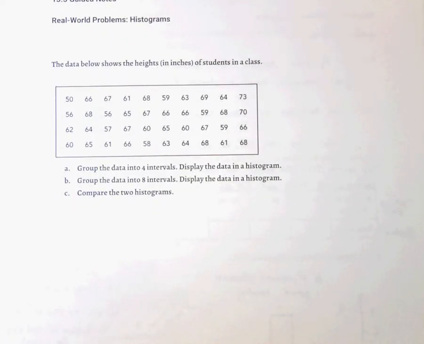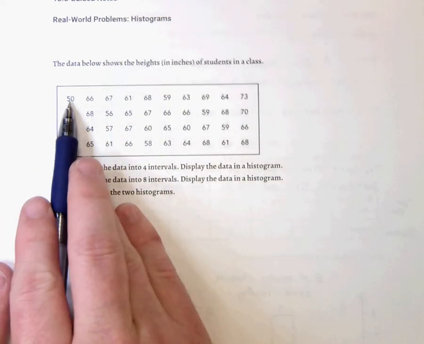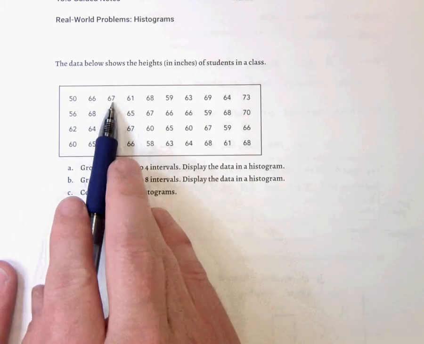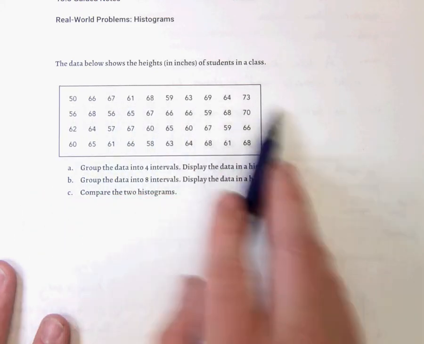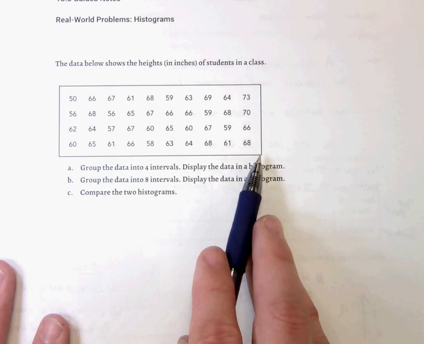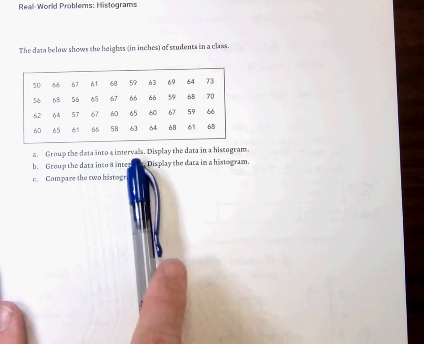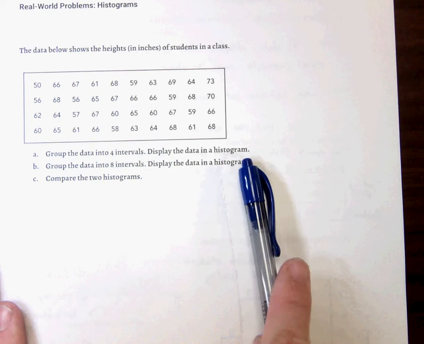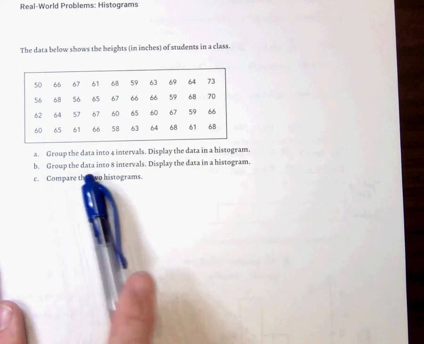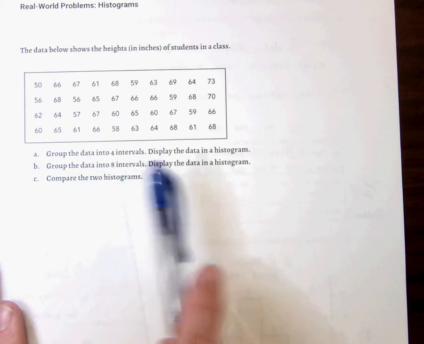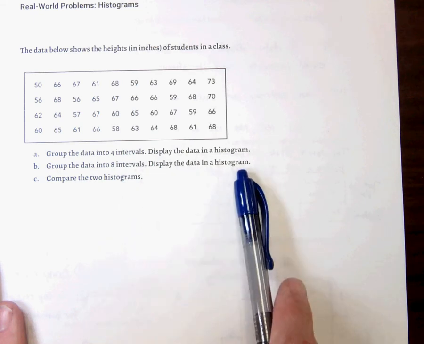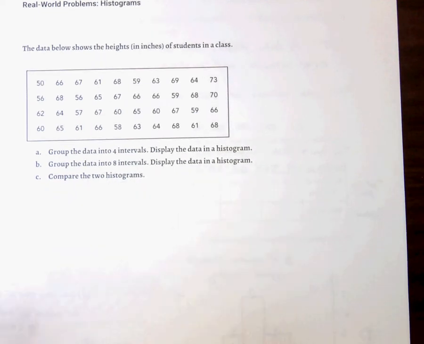Part A, group the data into 4 intervals, and we're going to display the data in a histogram. B, we're going to group the data into 8 intervals and display the data in a different histogram. And C, we're going to compare them and see what kind of differences there are and see if there's anything interesting we see. So, what do we mean by group the data into 4 intervals and then 8 intervals? Well, if we look at the example that we did first, this one had 1, 2, 3, 4, 5, 6, 7 intervals. We split our range into 7 groups.